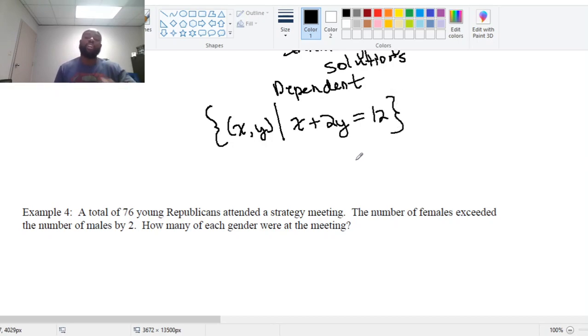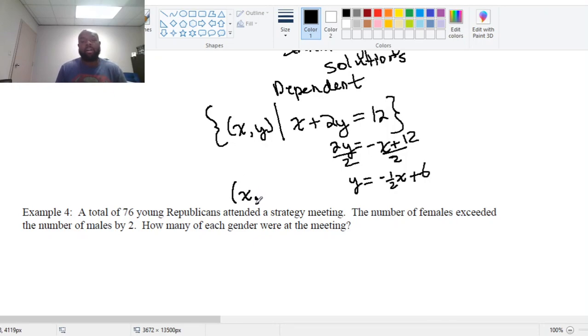All right. An alternative thing to do is to write our solution as an ordered pair, but instead of writing it as x comma y, we solve this equation for y. For instance, if I solve this equation for y, I'm going to get y equals negative 1/2 x plus 6. And so instead of writing it this way, we can write our solution as x comma y given in terms of x.